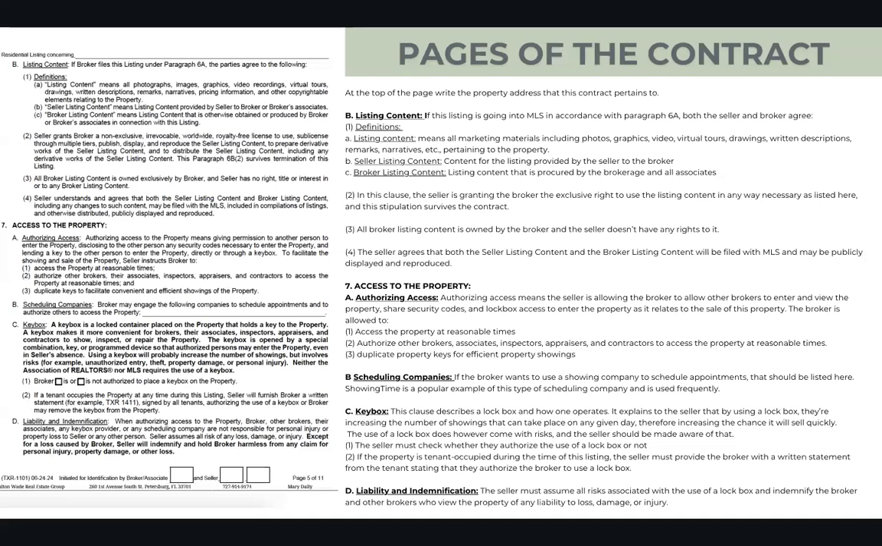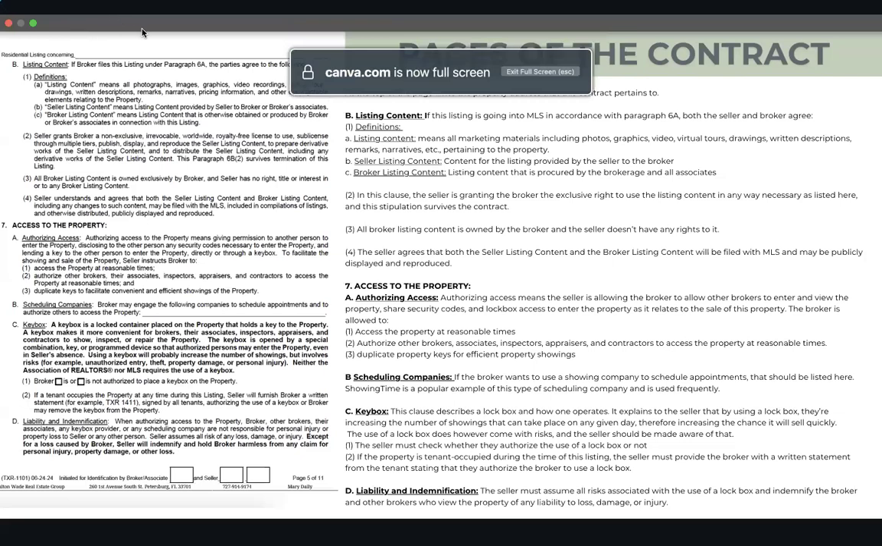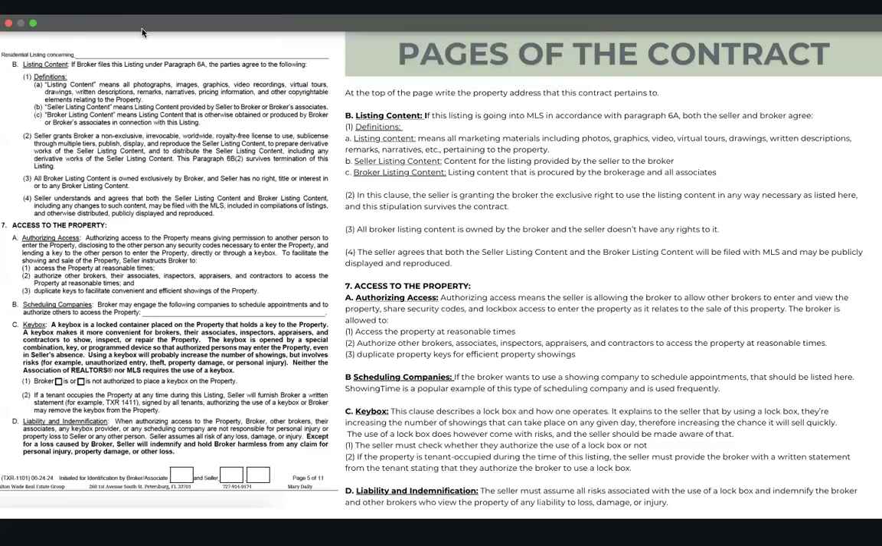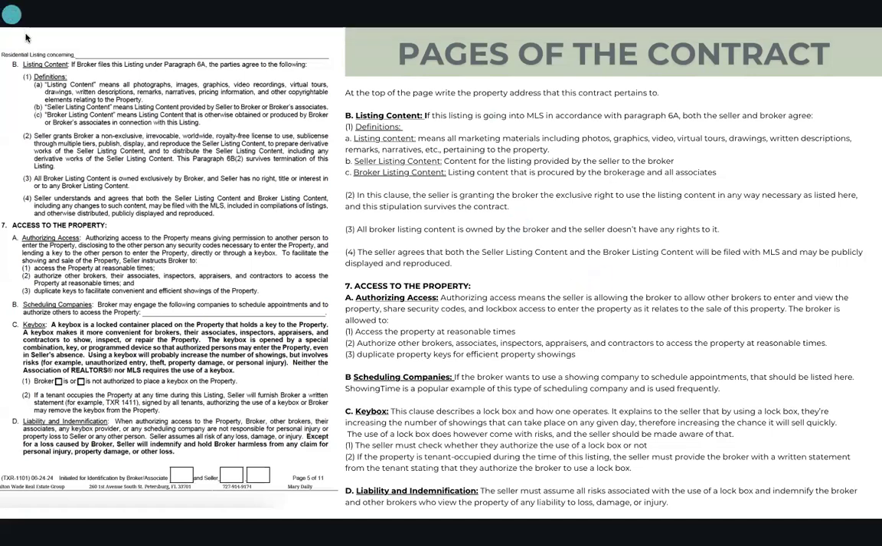And key box. So this clause describes a lockbox and how one operates. It explains to the seller that by using a lockbox, they are increasing the number of showings that can take place on a given day. This will increase the chance that it sells quickly. The use of a lockbox does come with risks, and the seller should be made aware of that. The seller must check whether they authorize the use of a lockbox or not. If the property is tenant occupied during the time of this listing, the seller must provide the broker with a written statement from the tenant stating that they authorize the broker to use the lockbox.